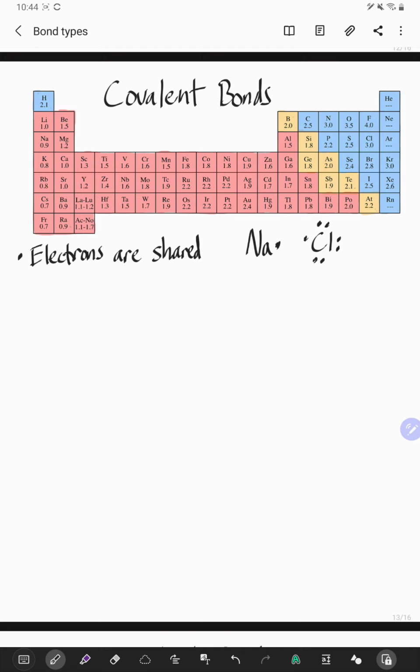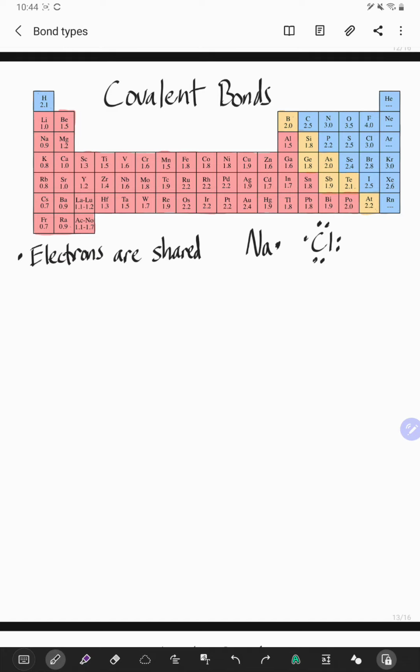And if sodium can give this electron away, it will have 8 valence electrons. And if chlorine can accept one electron, if it can get another electron right here, then it will have 8 valence electrons. So sodium is very willing to get rid of an electron, and chlorine really wants to accept an electron.